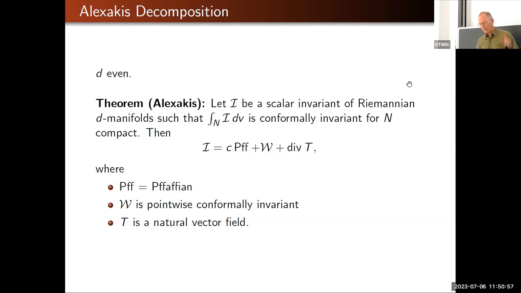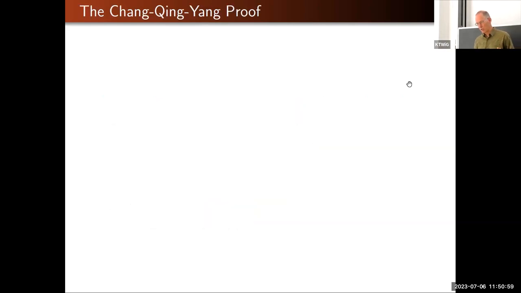Okay, so now we've got these three ingredients. Let me show you the Chang-Qing-Yang argument. Like I said, it's very clever. So what do we remember? What are we proving? We're proving this Gauss-Bonnet formula for the Euler characteristic.